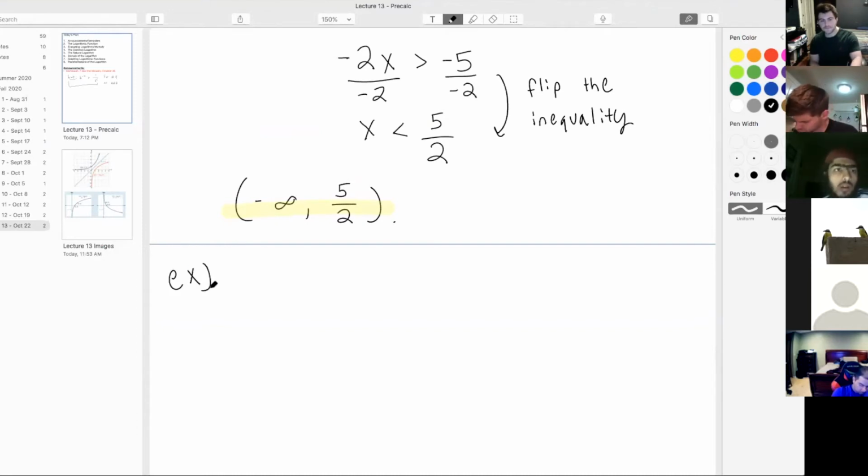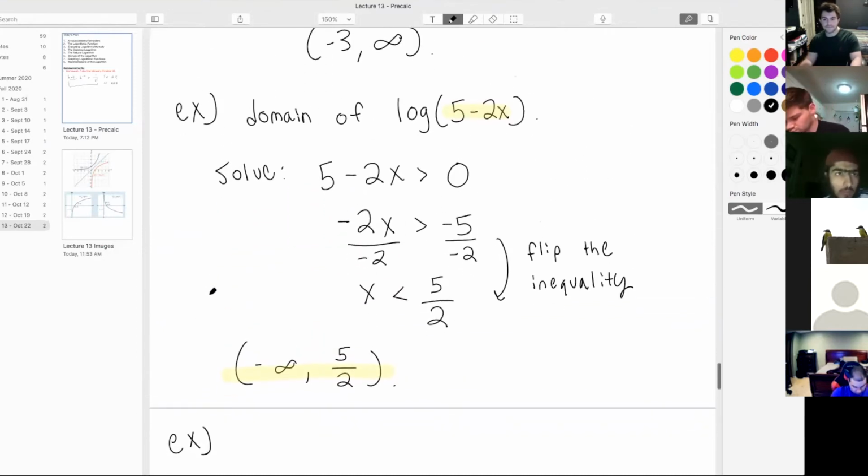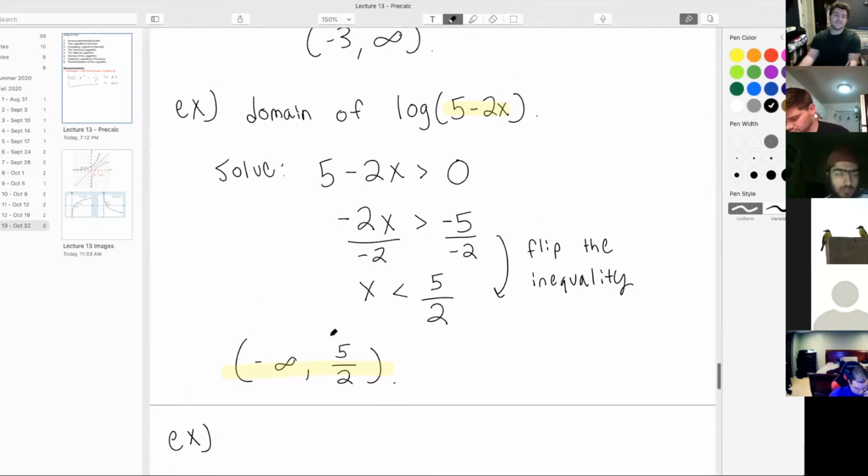So the domain of a logarithm can also be negative infinity? Yeah, so we just need to ensure and verify that the input is always positive. And the numbers in this interval will ensure that the input is positive, because that's the inequality we solved. We found the numbers that make 5 minus 2x positive. So yes, in this case, the domain came out to be negative numbers.